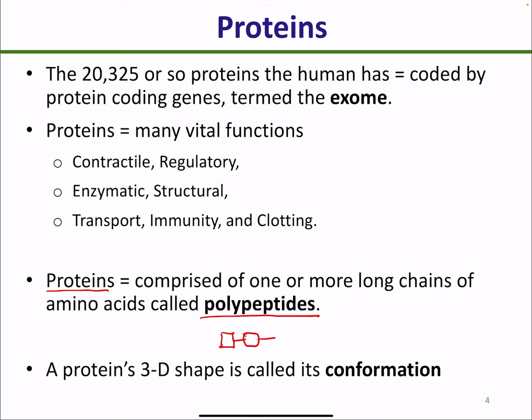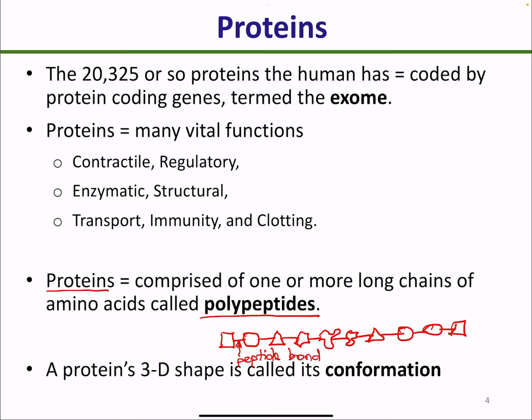So this is an example I'm drawing here. Just trying to show you something that is a chain of amino acids, right? This would be a polypeptide, even though we can count the amino acids here. And again, here, this is a peptide bond, okay? Peptide bond.